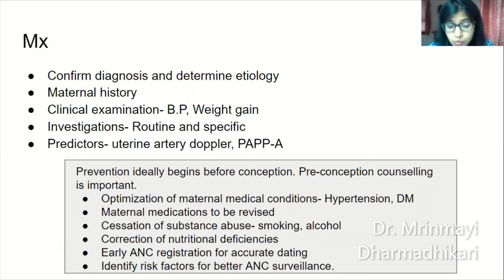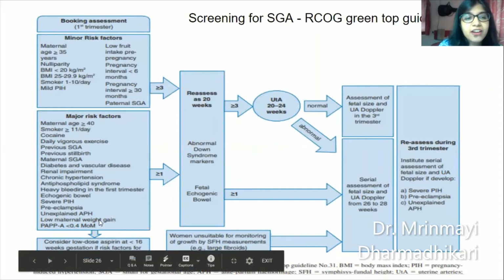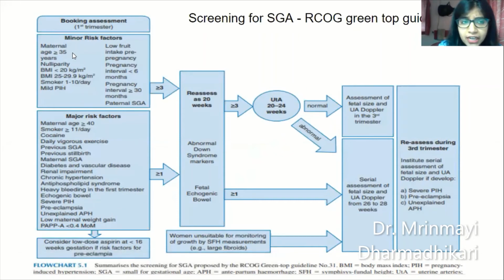Now, which risk factors should you look for and how would you manage the patient with risk factors? RCOG has given this wonderful guideline regarding screening for small for gestational age babies depending upon the risk factors. What is the antenatal surveillance? So we have minor risk factors, we have major risk factors. Minor risk factors include maternal age more than 35, nulliparity, history of smoking 1 to 10 cigarettes per day, mild PIH, pregnancy interval less than 6 months or more than or equal to 30 months.